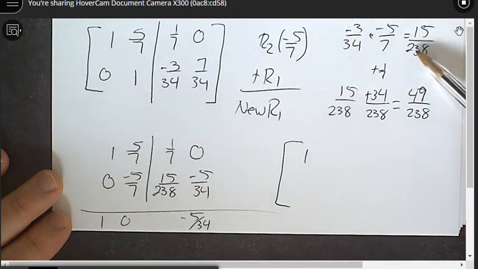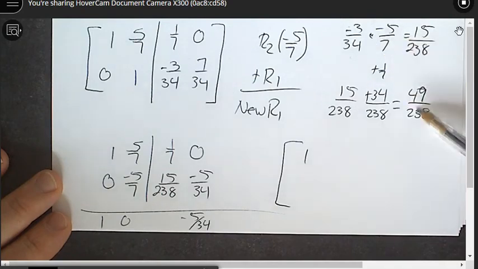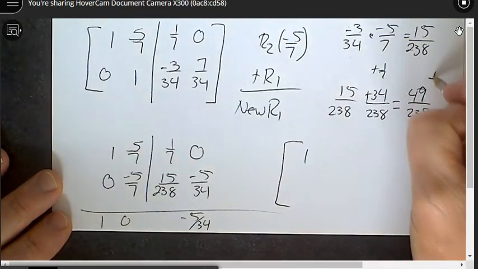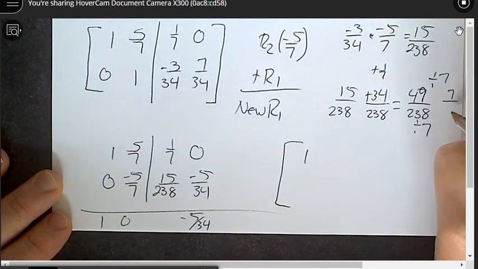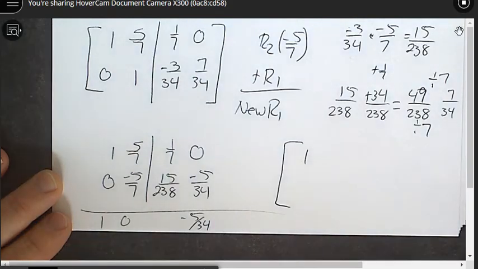To get to 238, you multiply by 7 to get this one. Well, 49 would be 7 times 7. So in this case, you could divide both of these by 7, which would leave you with 7/34. Wow, that's a tough one.